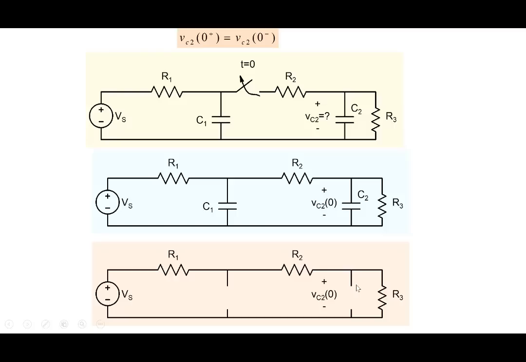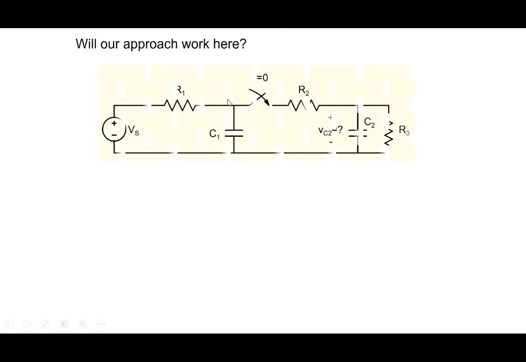Okay. So there are times when you have, apparently, two capacitors, or a capacitor and an inductor, but when you try and solve it, you'll find that it ends up with a single capacitance or a single inductor in the time domain in which you are interested, where you want to find out the response as a function of time. Then you can work it out. Will our approach work here? Okay, look at this particular circuit.